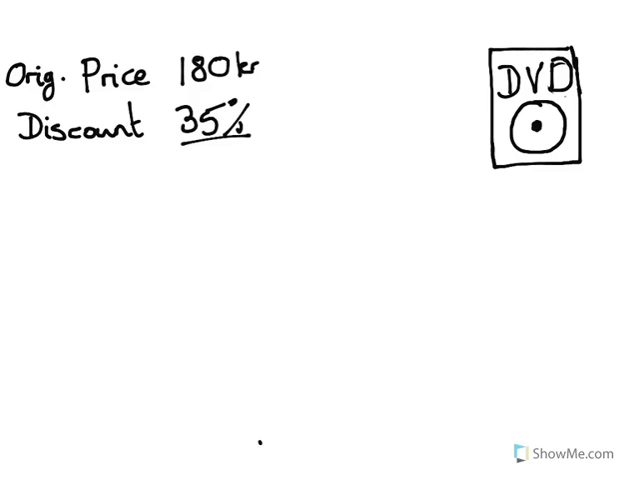So we have a DVD that we would like to buy. The DVD in the shop costs a normal price of 180 kronas. But it's going to be discounted by 35%, so they're going to take off 35% from this price, and you're going to pay the difference then. Well, if they discount 35%, how much are we going to pay?